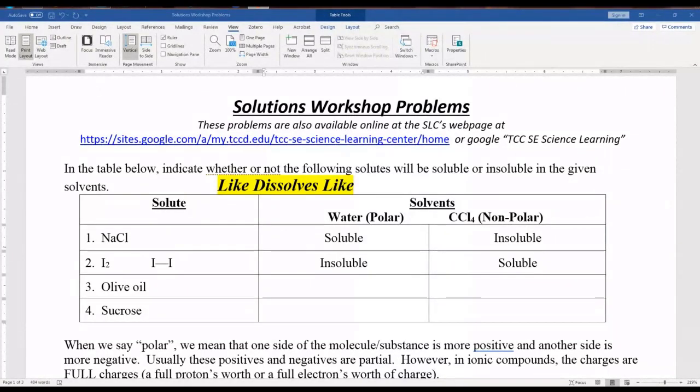Or if it gave you something like NO, what do you think? Would NO be polar or nonpolar? That's a little bit trickier because they're close together. If you had the compound NO, nitrogen bonded to oxygen, would that be polar or nonpolar? And actually, it might surprise you to know that it would be polar.